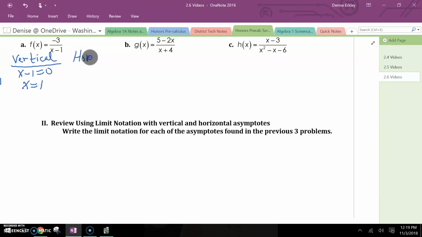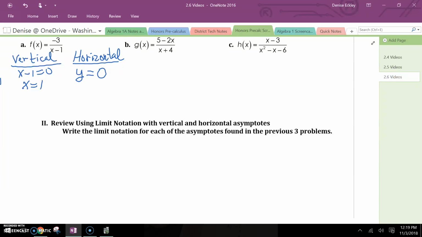Now finding the horizontal asymptote is a process of looking at the degrees of the 2 polynomials of the numerator and denominator. In the numerator, we have -3, which has degree 0, and in the denominator, we have a linear function, which is degree 1. Since the degree of the denominator is greater than the numerator, the horizontal asymptote is going to be y equals 0.